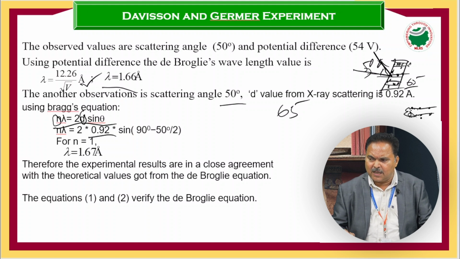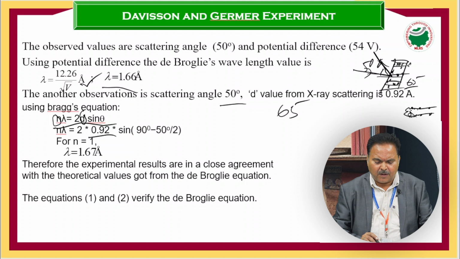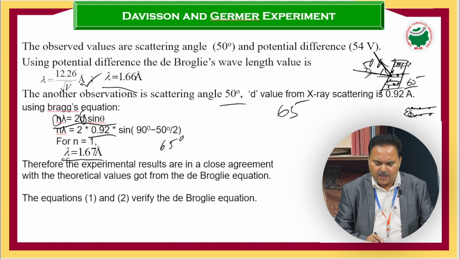This was already calculated in the experiment, that is 0.92. Then sine of (90 minus 50 by 2), that is 90 minus 25, which becomes 65 degrees. Sine 65, then the lambda value will be 1.67. This is a diffraction type, between the incident ray and scattered ray. That means this is wave nature, the particle behaving as a wave. So the wave nature wavelength is 1.67 angstroms.